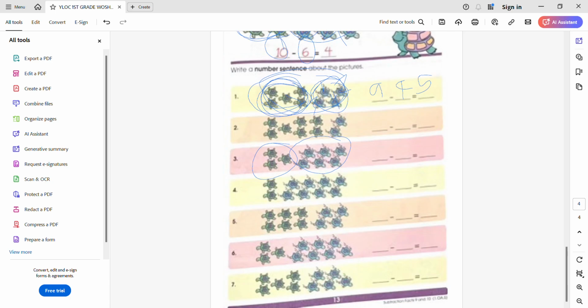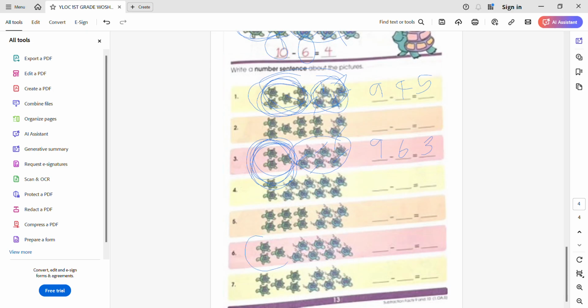So if we try number 3, we have 3 over here and then 6 over here, so we know that 3 and 6 will be used, and then 3 plus 6 is 9. So in the beginning we had 9 turtles, but then 6 went away, so 9 minus 6. 9 minus 6 is going to be 3 because we only see 3 over here. Very, very simple. Let's try our last one.